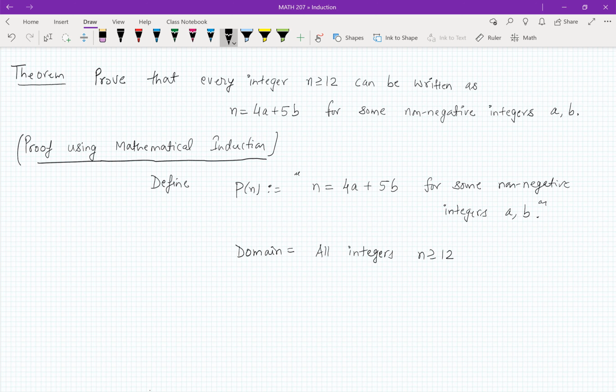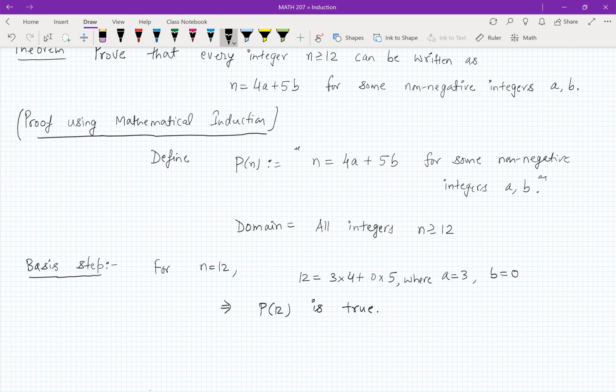Our first proof technique is based on simple mathematical induction, where we define our P of n statement that n can be written as 4 times a plus 5 times b for some non-negative integers a and b, and the domain where we need to prove this statement is all integers n greater than or equal to 12. Our basis step is n equal to 12. So 12 can be written as 3 times 4 plus 0 times 5, where the values of a and b are 3 and 0, which are non-negative integers. Since 12 can be written as a combination of 4 and 5, P of 12 is a true statement.